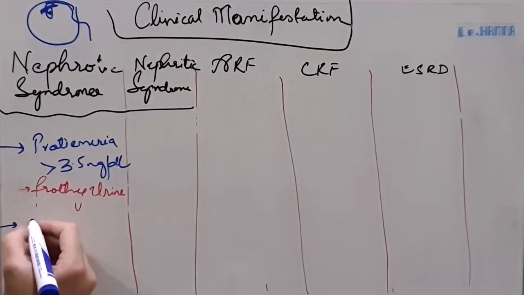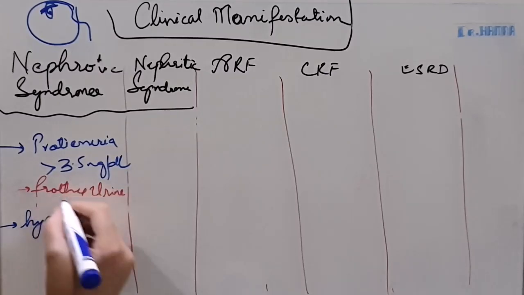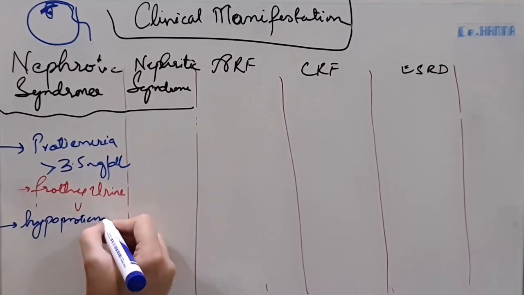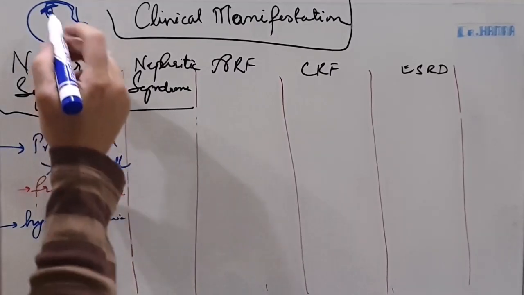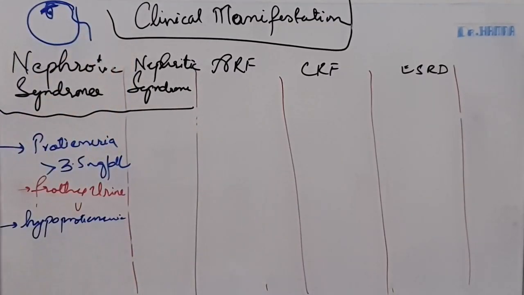Second change is basically hypoproteinemia or hypoalbuminemia. Hypoproteinemia, and this is very understandable because the patient is losing all the plasma proteins in the urine, so the plasma protein level within the blood will fall. This will lead to a decrease in osmotic pressure within the blood and fluid retention within the tissue.